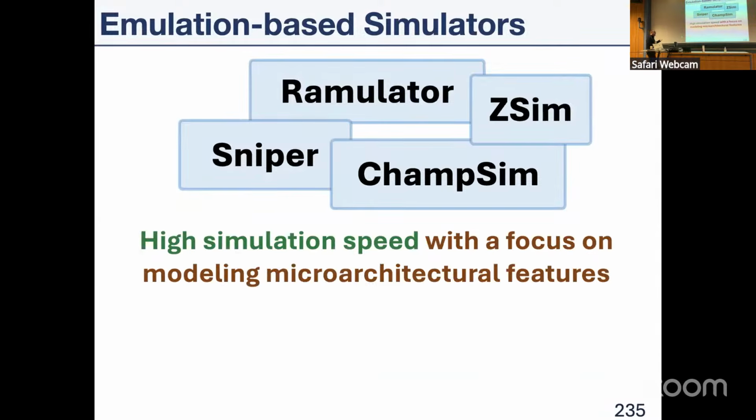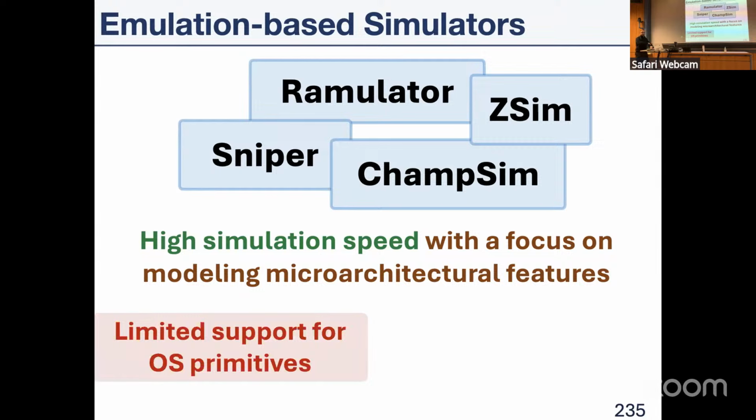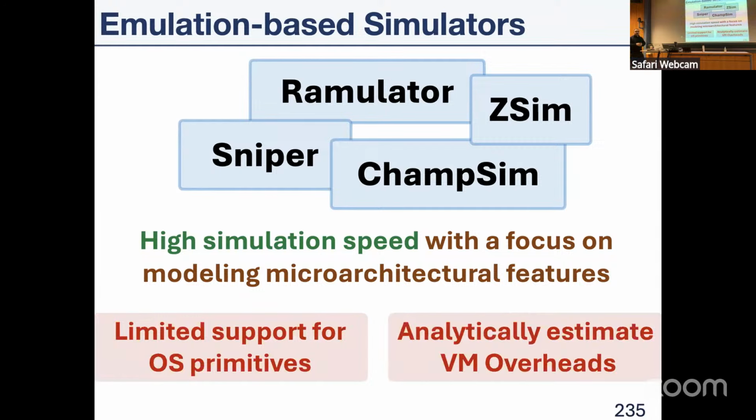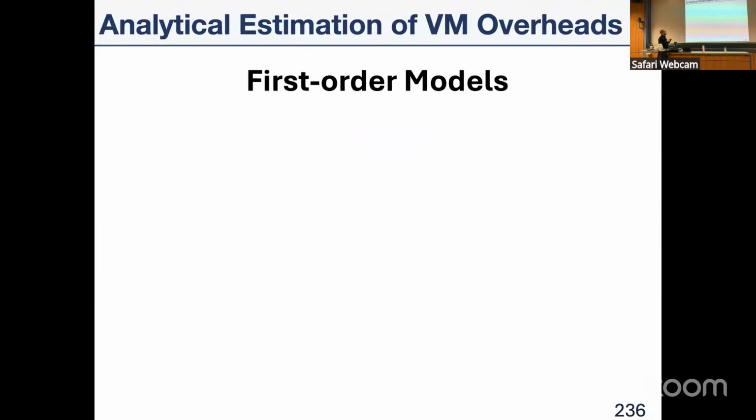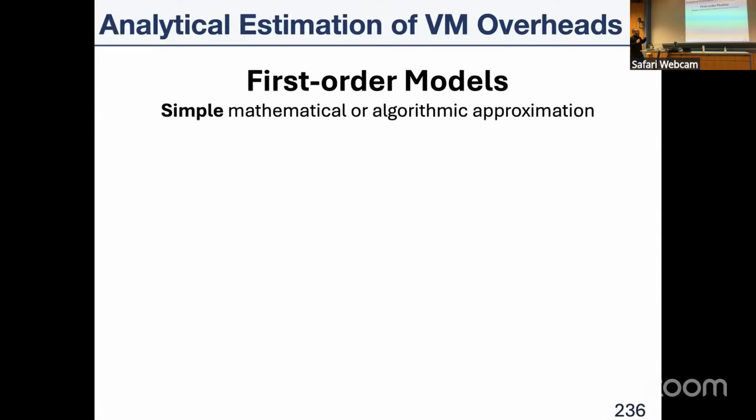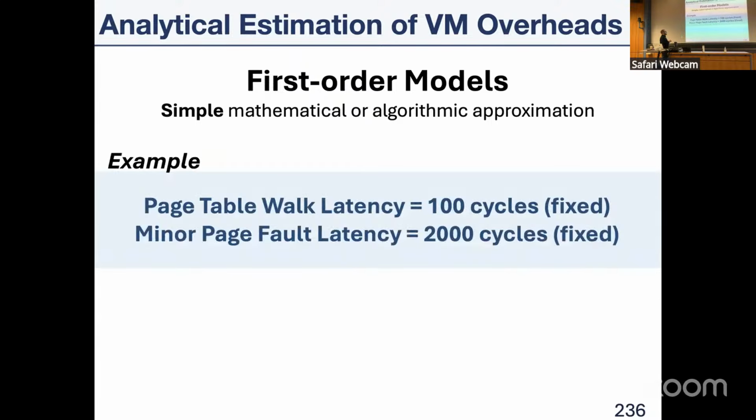We have high simulation speed with a focus on modeling microarchitectural features. For example, ChampSim models well the caching and the prefetching subsystem. However, it has limited support for operating system primitives. And some of these simulators analytically estimate the virtual memory overheads. What does analytical mean? They use some first-order models. You can think of them as simple mathematical or algorithmic approximations. Like, they might assume that the page table walk latency is 100 cycles, fixed, without any deviation or any distribution, right?